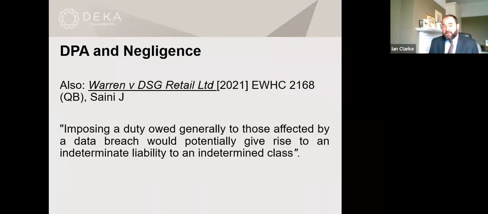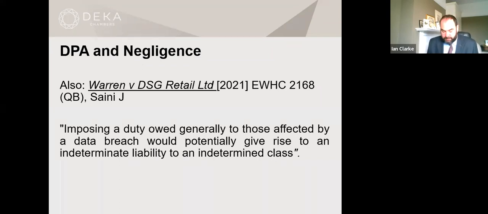If you see a negligence claim asserted, there are options of what you can do. One way of dealing with it, we saw recently in Warren v DSG Retail, was to apply to strike it out. Mr. Justice Saini, considering Warren, considering Smeaton, goes on to say imposing a duty owed generally to those affected by a data breach would potentially give rise to an indeterminate liability to an indeterminate class. So there is no negligence claim that is applicable in these sorts of cases, and do think very hard about whether it's appropriate to strike out such claims and obtain a cost order.